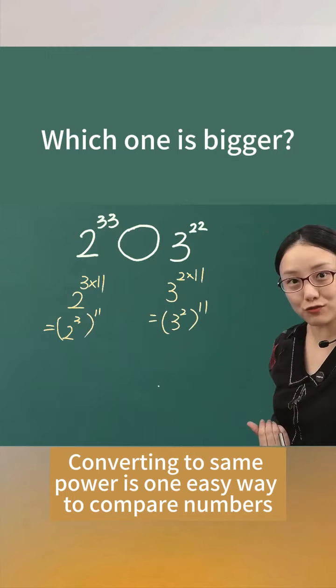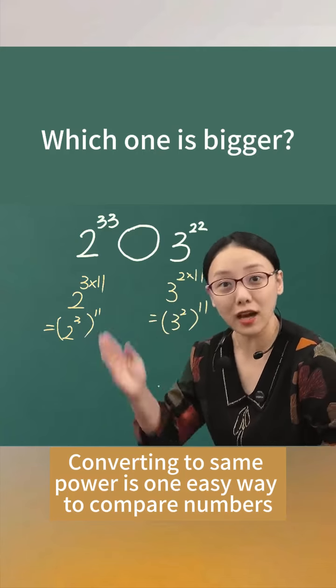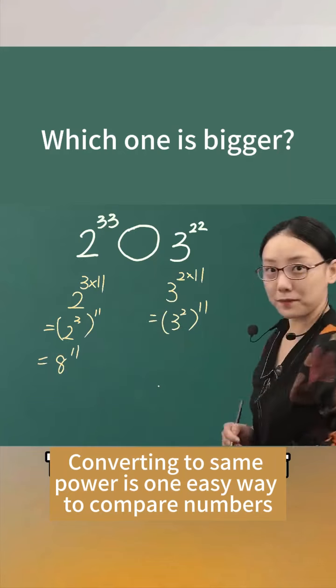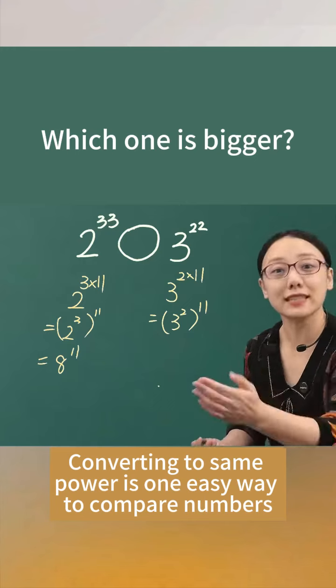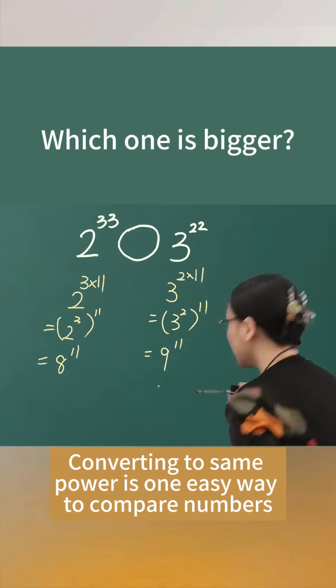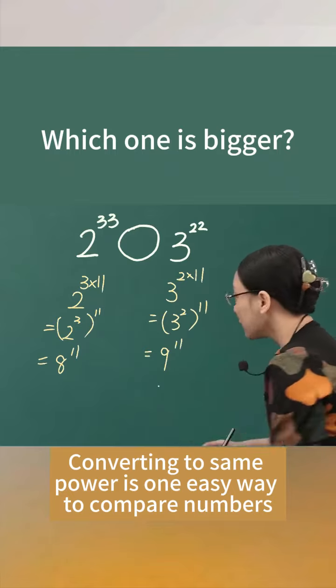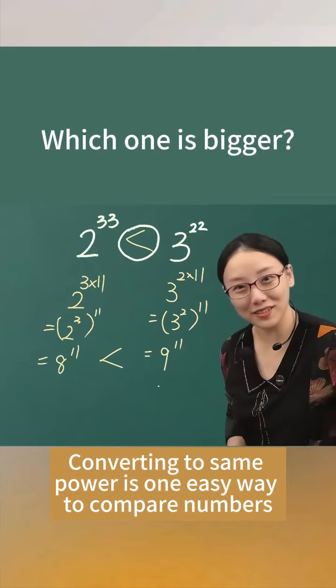So what's the benefit of doing it this way? How do we calculate 2 to the 3rd power? Isn't 2 times 2 times 2 just 8? So here, it becomes 8 to the 11th power. And next, what does 3 squared mean? 3 times 3 is 9, right? So it becomes here, 9 to the 11th power. Which is bigger, 8 to the 11th power or 9 to the 11th power? Isn't this one bigger? There, once you fill in the symbol, the answer to the question is done, right?